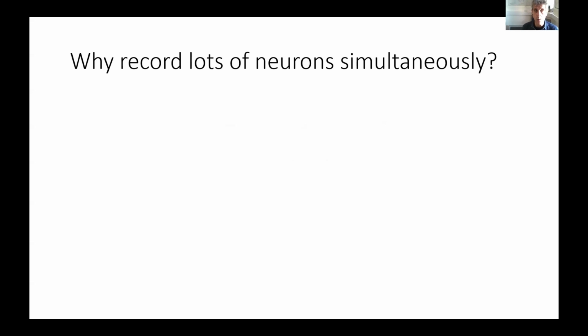The first question is why do you want to record from lots of neurons simultaneously? It's worth taking a step back to think about that. Well, the first thing, and this is really a good reason, is that it's quicker than recording them all one at a time, right? You could get now thousands or tens of thousands of neurons with the Neuropixels probes. Doing that one at a time would be completely impossible. So even if you analyze your neurons one at a time, it's still way worth having these sort of electrodes.